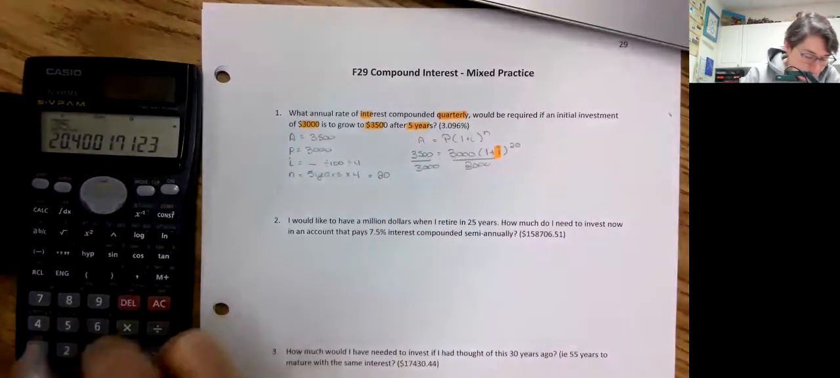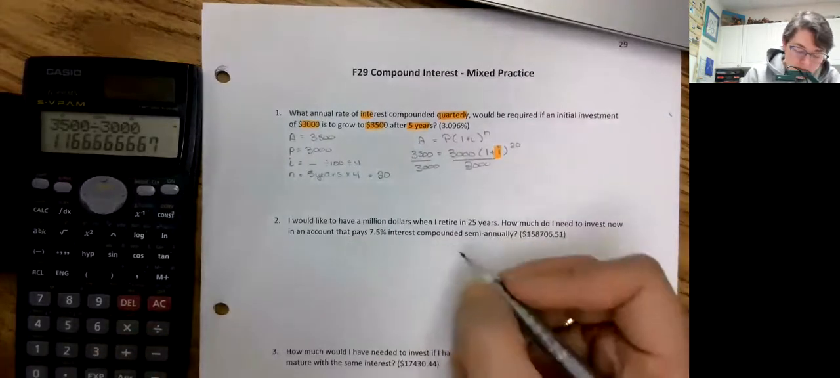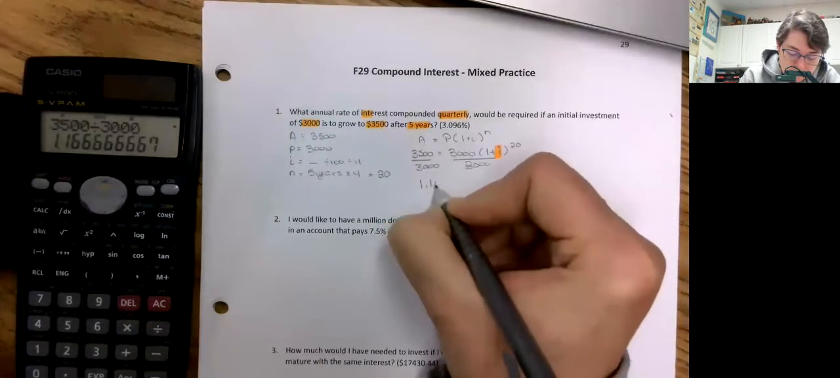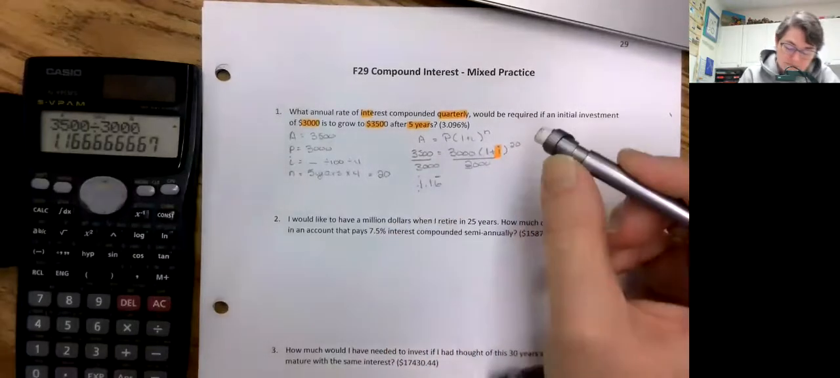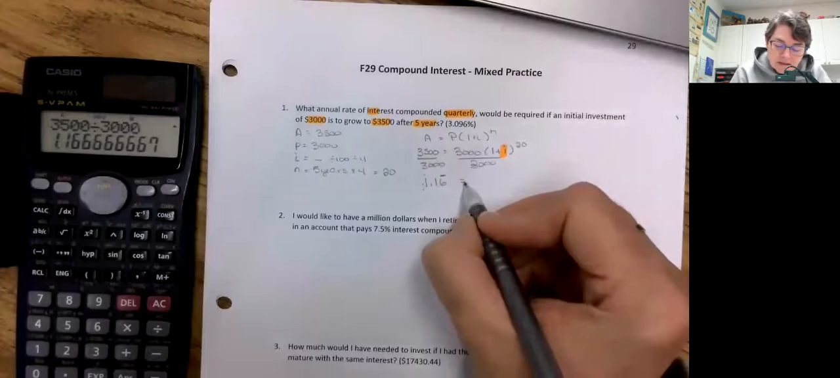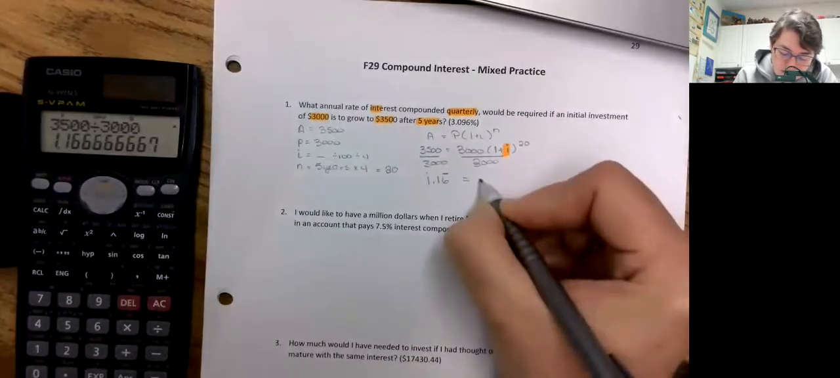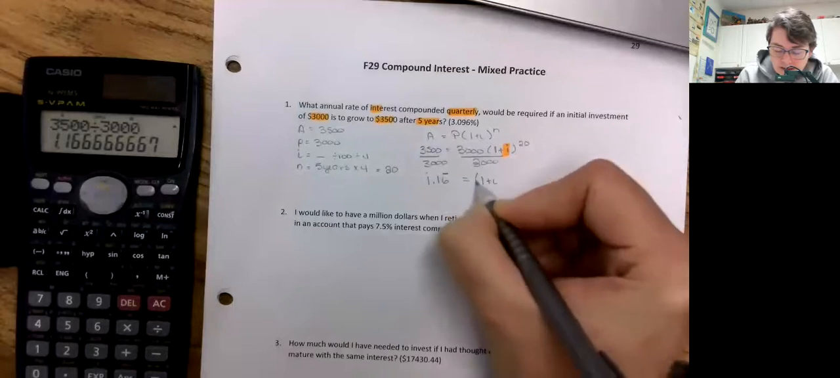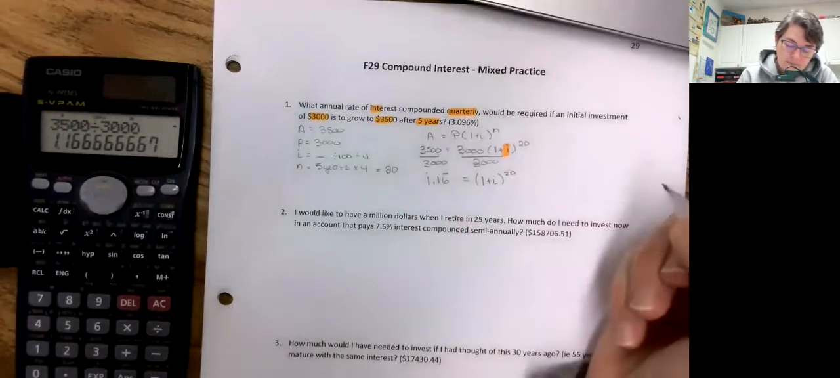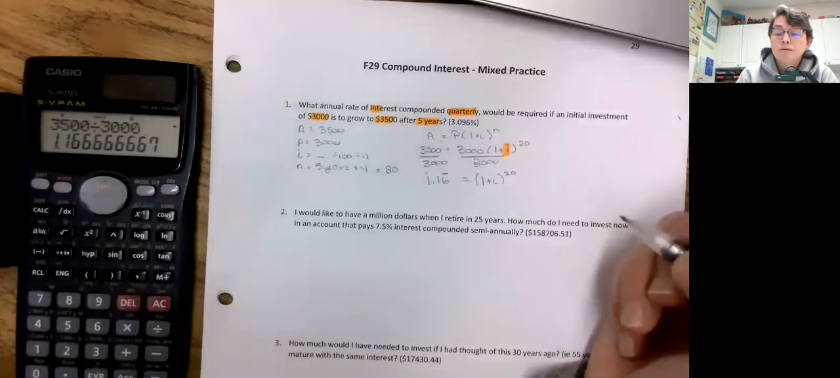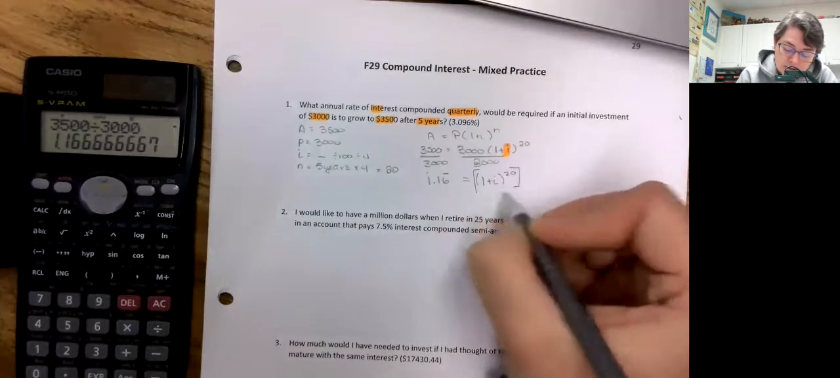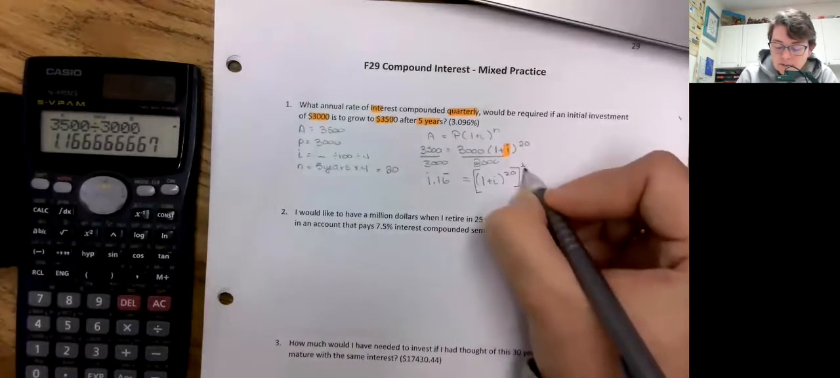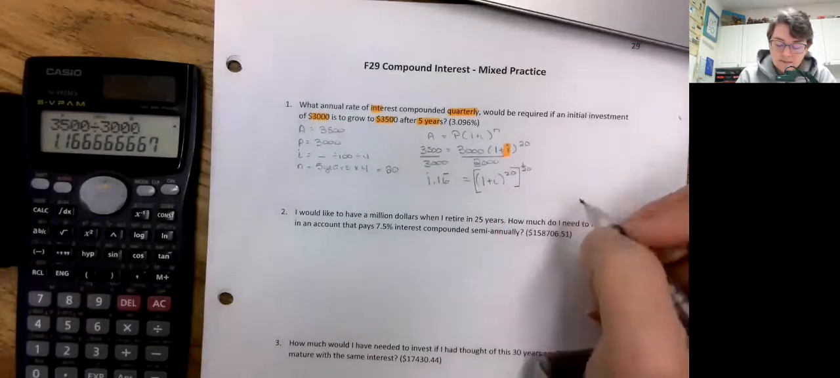So 3,500 divided by 3,000 is 1.16 repeating, is equal to 1 plus I to the 20th. Now we have to do that conversion, right? We got to get rid of this 20 exponent. So we're going to put the square brackets. I don't have to use square brackets, but I like them. And we're going to do the reciprocal, 1 over 20.